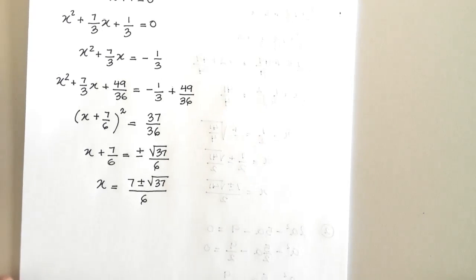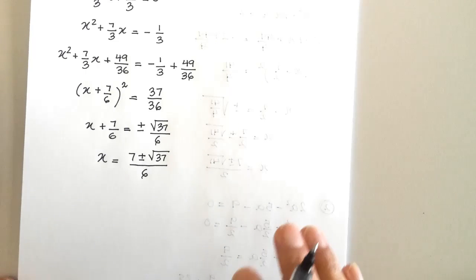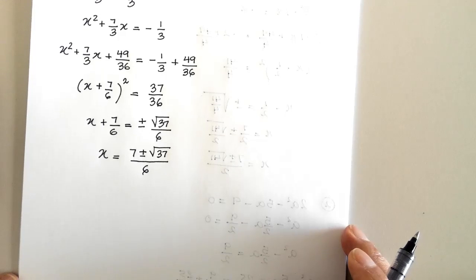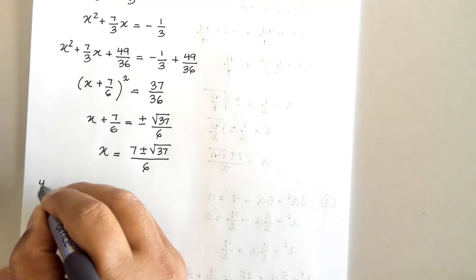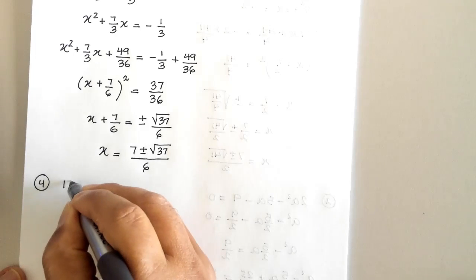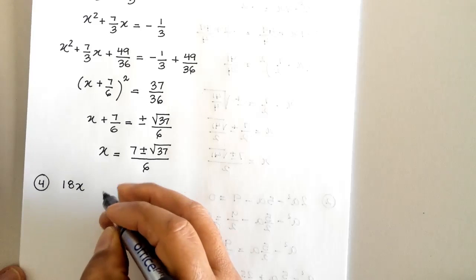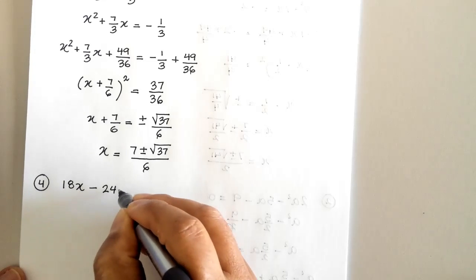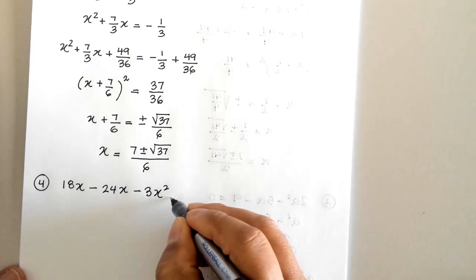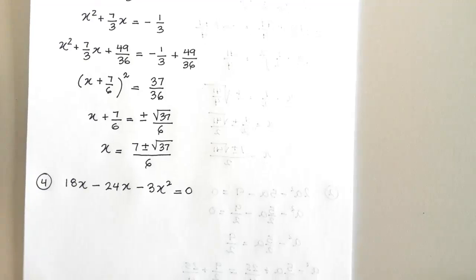Okay, let's do one more. Let's say that you have this question 4. Let's say that you have this situation. Let me find something. Okay, let's say that you have 18x minus 24x, then minus 3x squared equal 0. Let's say that you have that one.